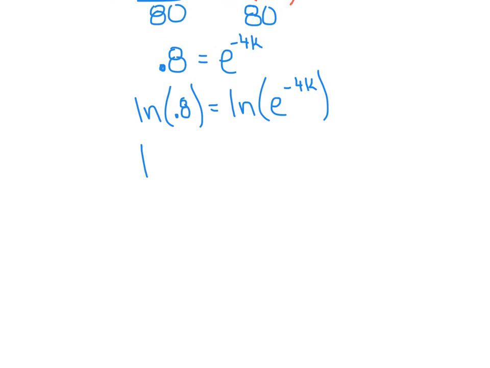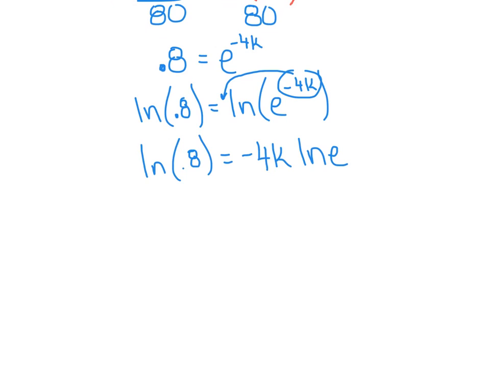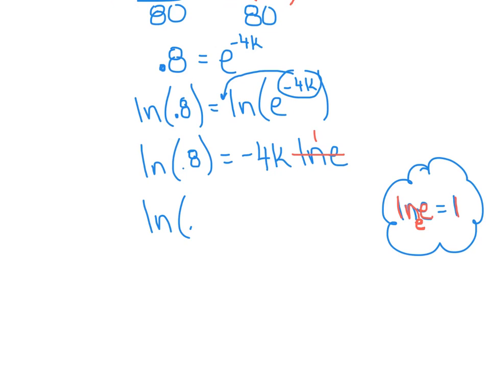Now, I'm going to use one of my log properties, specifically the third log property called the power rule, that says this exponent can move to the front. So I've got negative 4k multiplied by the natural log of e. Now this is real slick here. If you recall, and we'll make a little note here off to the side, the natural log of e equals 1. And the reason is, as we're reading this, we're thinking, what power of e is e? And the answer is 1. So this term right here is just a 1. So I've got the natural log of 0.8 equals negative 4k.